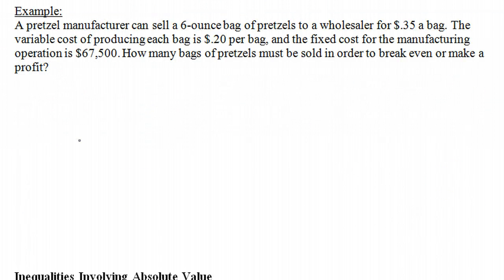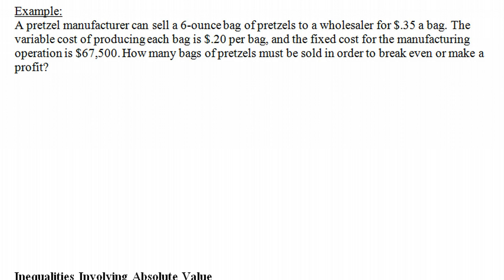In the next example, we're going to look at a pretzel manufacturer that can sell a 6-ounce bag of pretzels to a wholesaler for 35 cents a bag. The variable cost of producing each bag is 20 cents per bag, and the fixed cost for the manufacturing operation is $67,500. How many bags of pretzels must be sold in order to break even or make a profit?